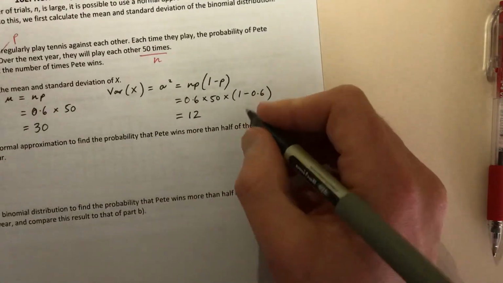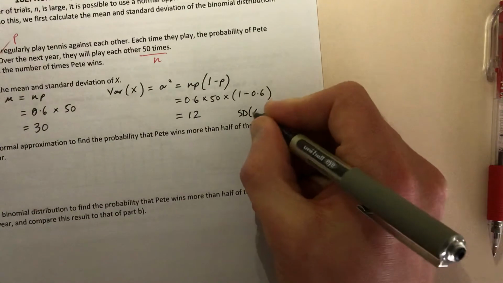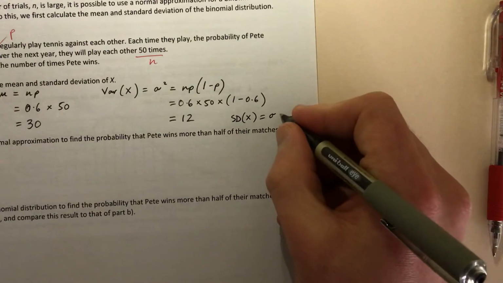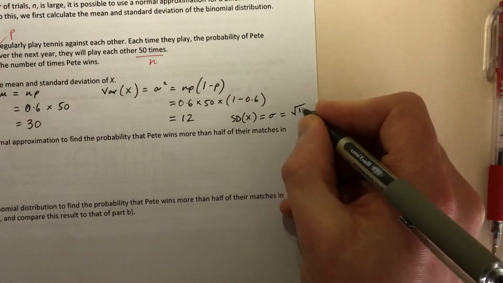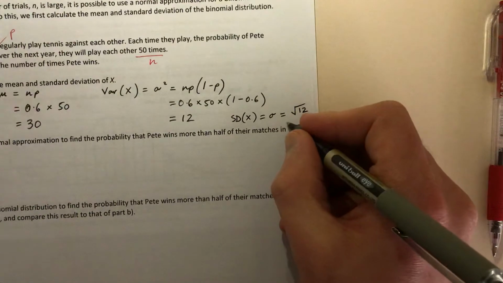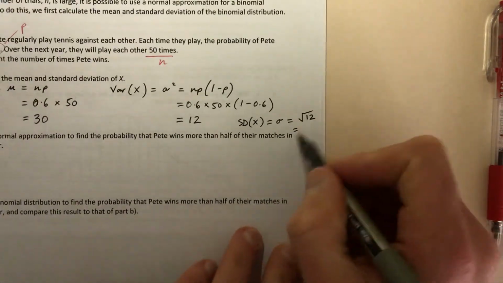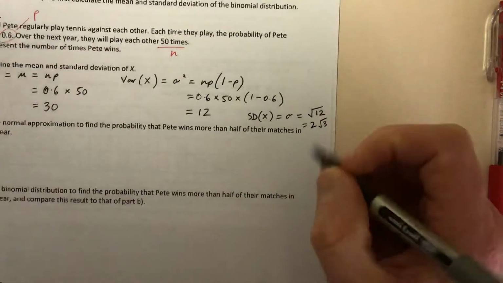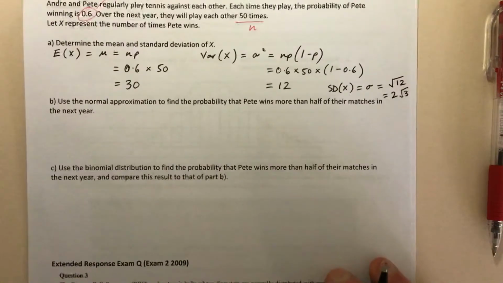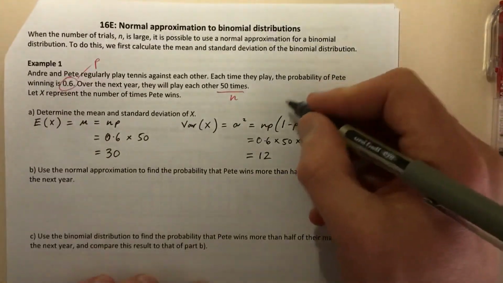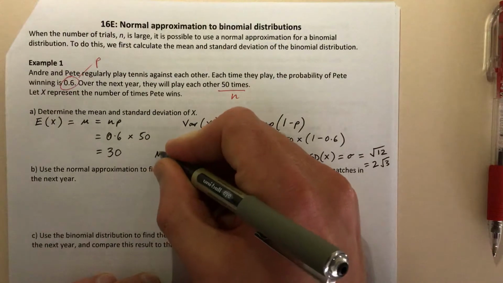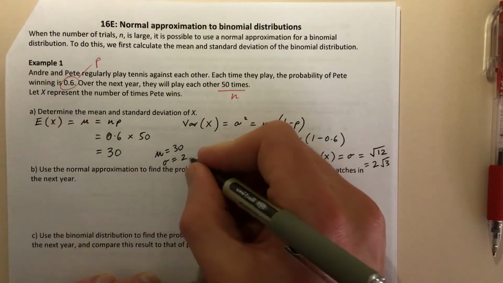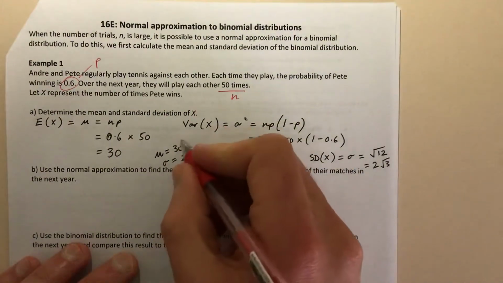So the standard deviation of X, which we write as sigma, is the square root of 12, which if we simplify that, we could write as 2 root 3. So we get: mean equals 30, standard deviation equals 2 root 3.